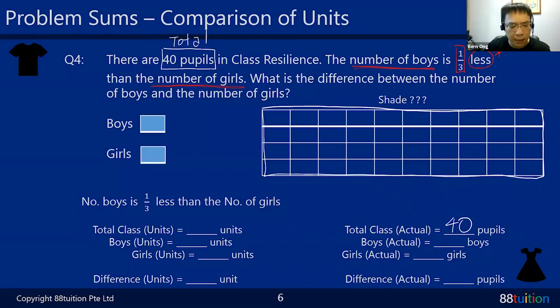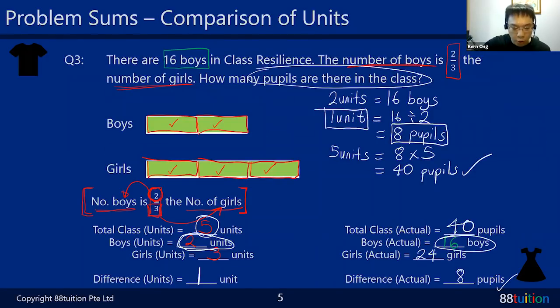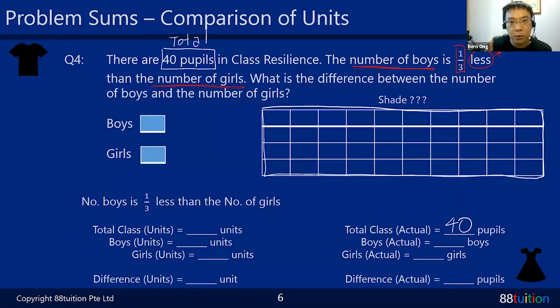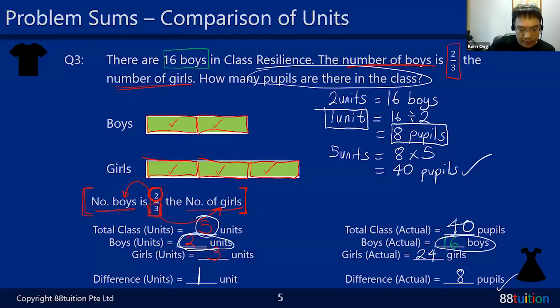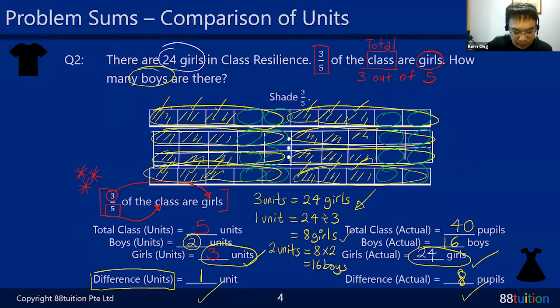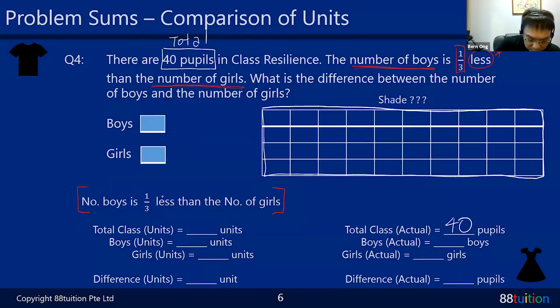Is this the same as question 3? Look at question 3. Question 3 is talking about the number of boys is 2/3 the number of girls. What is the difference between these two statements? Look at this statement and this statement. Can you see what's the difference? Yes, the fraction is different, but something else is different: the extra word, less. This is the danger.